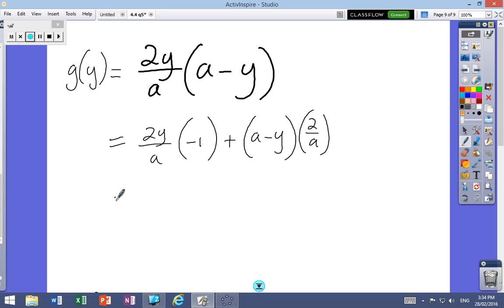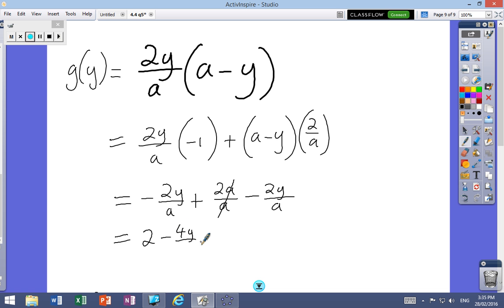Now I'm going to expand and tidy. So minus 2y on a plus 2a on a minus 2y on a. Yeah, that seems about right. Okay, now what? Let's keep tidying. They cancel, and I've got 2 minus 4y on a.